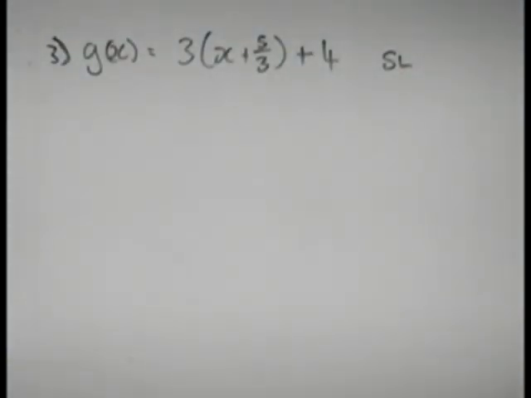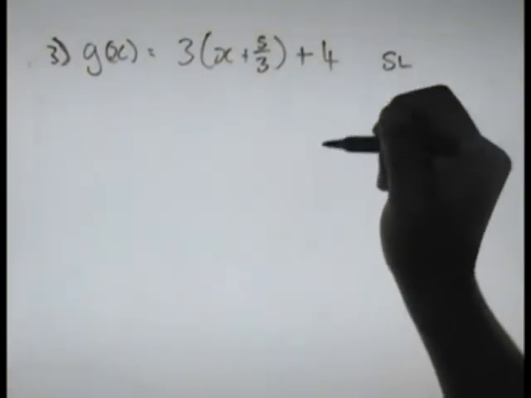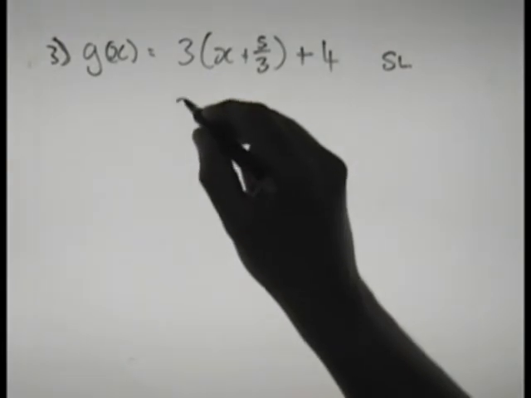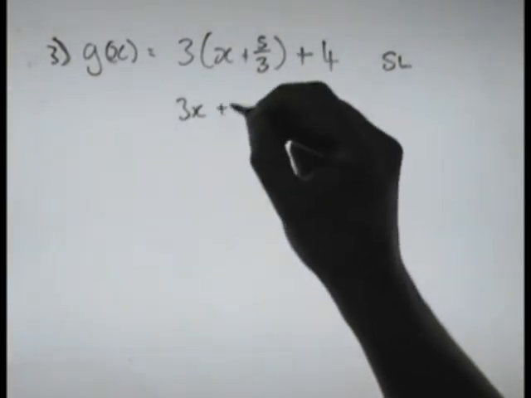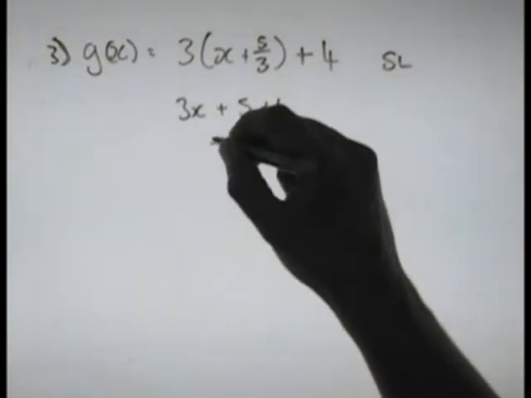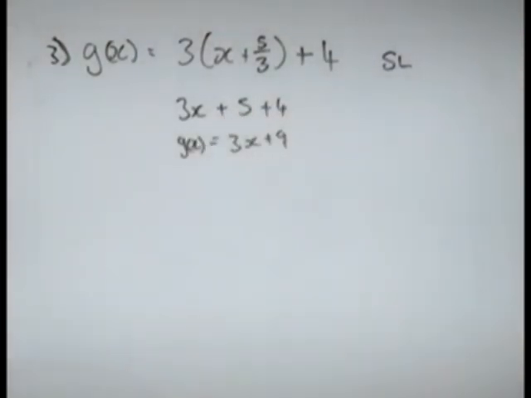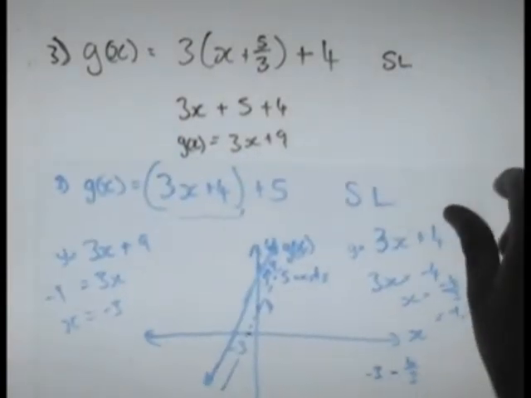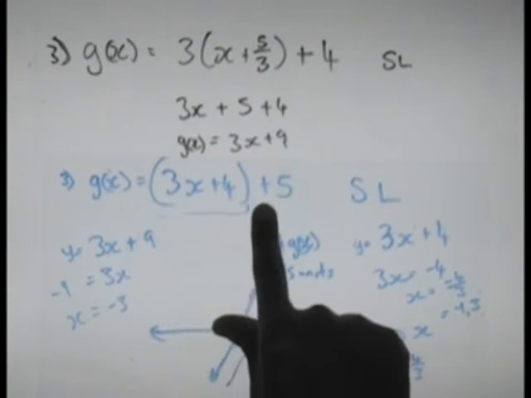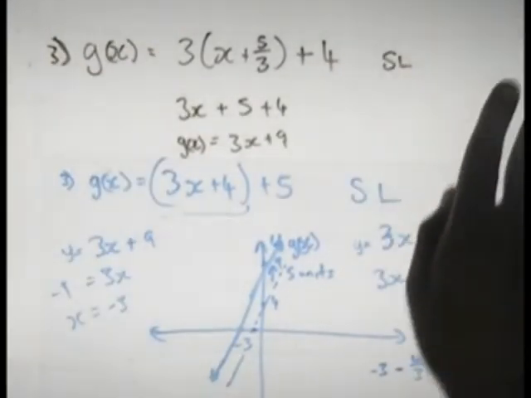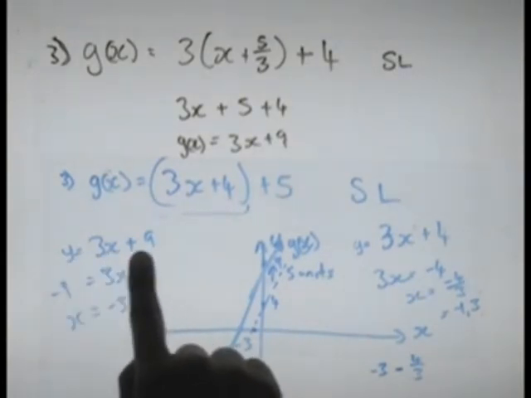The third one I gave you reads g of x is equal to 3 times x plus 5 over 3, close bracket, plus 4. This is a straight line. Now I've shifted my graph 5 over 3 units to the left. Now let's look at what this will read. This will read 3x plus 3 times 5 over 3 is plus 5, plus 4, which is equal to 3x plus 9. Where have we seen that before? Remember from the previous exercise, also number 3, I had g of x is equal to 3x plus 4, all in brackets, plus 5. And didn't that work out to the same thing as this?